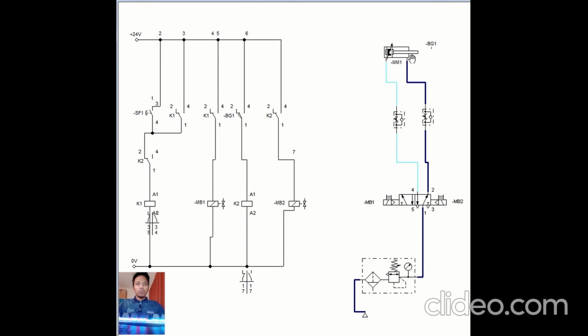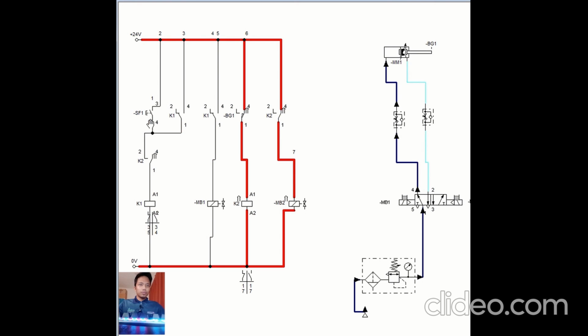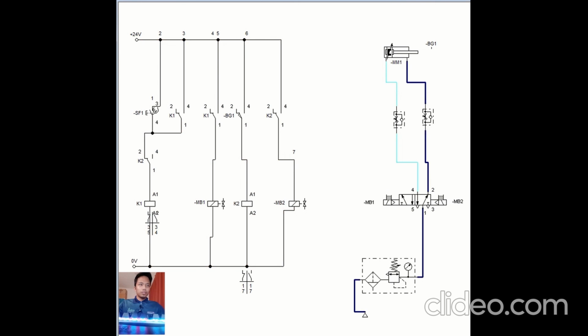When the push button is pressed, relay K1 is energized. The solenoid valve changes its position and connects to MB1. This MB1 will be active, and the cylinder will extend. So when I press this, it will extend.